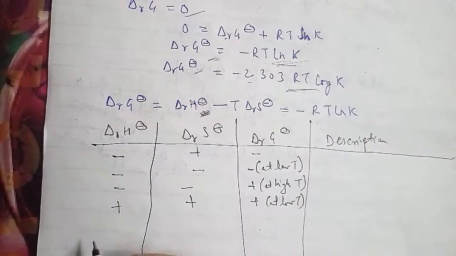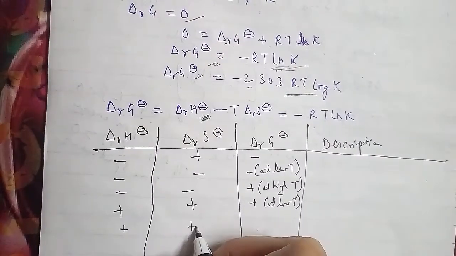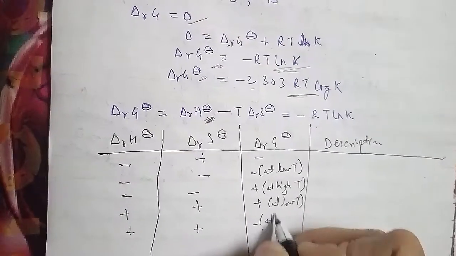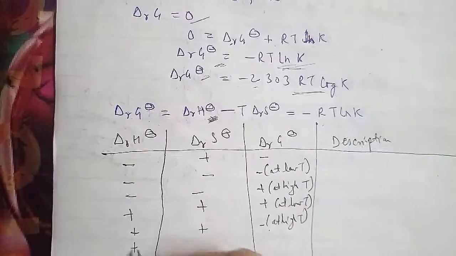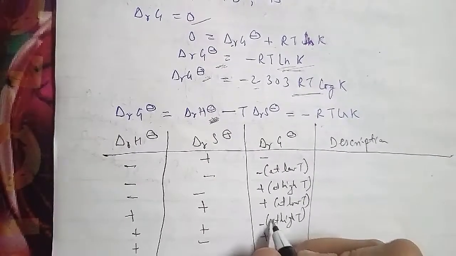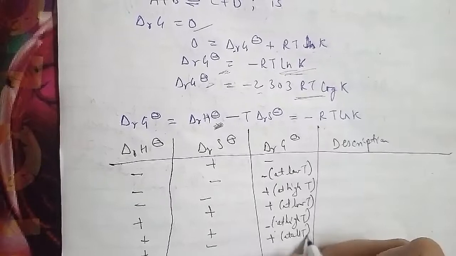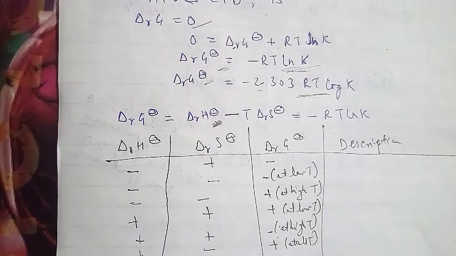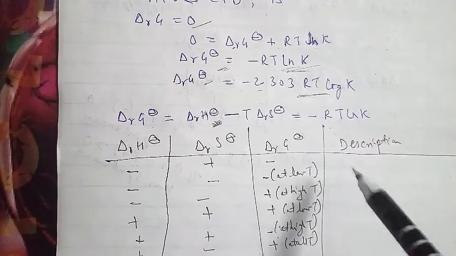Going ahead with another one: if ΔrH is positive and ΔrS is positive, then ΔrG will be negative at a high temperature, so the reaction is spontaneous at a high temperature. If ΔrH is positive and ΔrS is negative, ΔrG will be positive at all temperatures, so the reaction is non-spontaneous at all temperatures. This is the description of the effects of temperature on the spontaneity of the reaction.